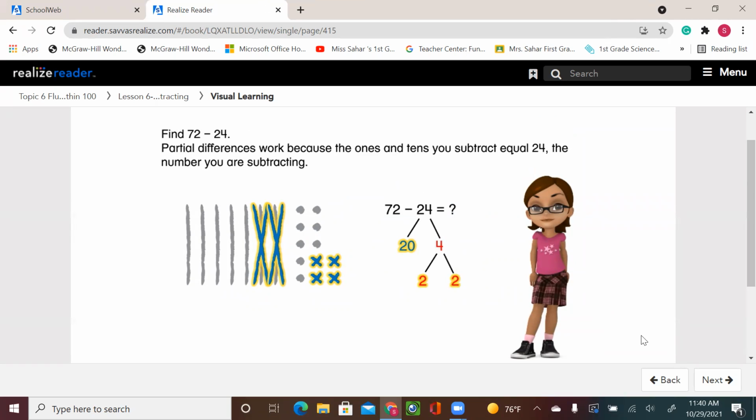So over here, you can use any strategies that are helpful for you, or you think are easy. So you can use the blocks, or you can even use the open number line. Over here, they also use regrouping if you want to subtract, or partial differences.